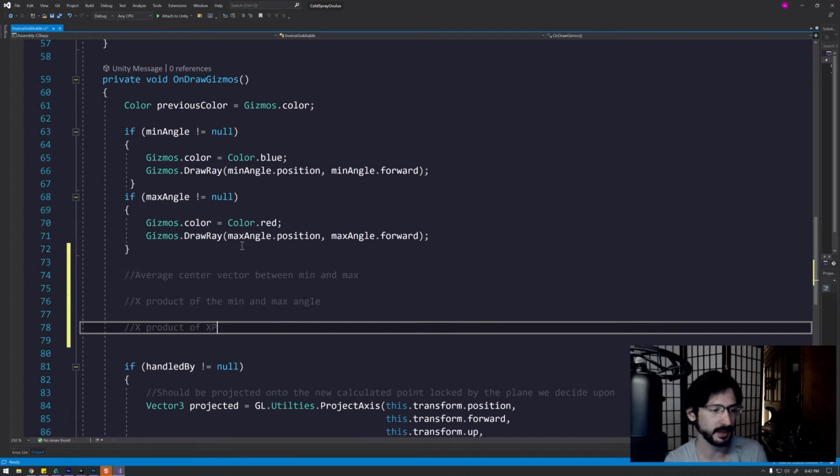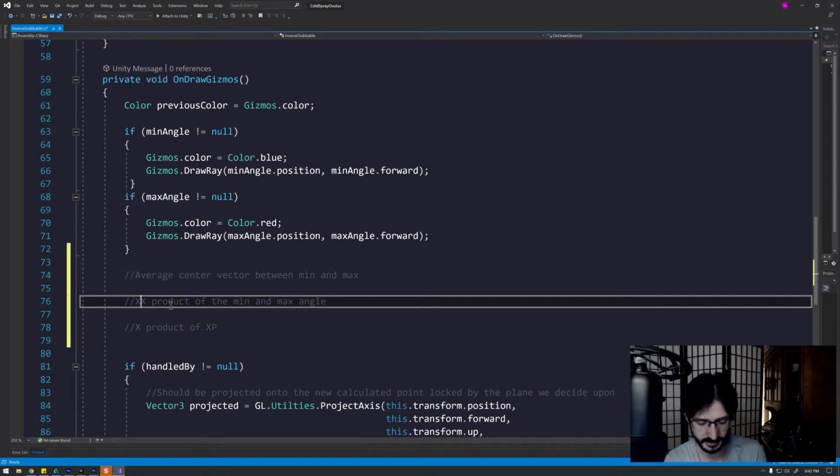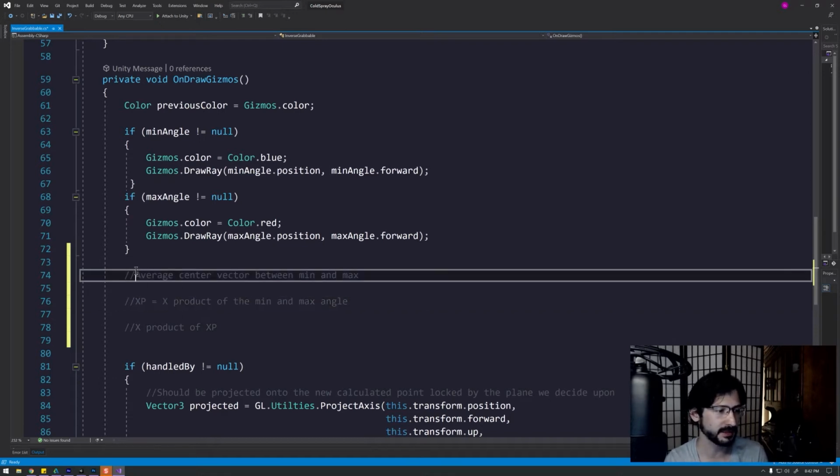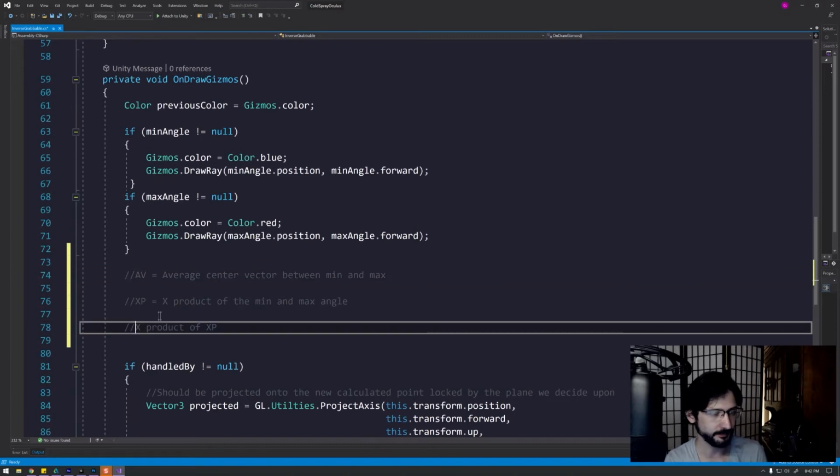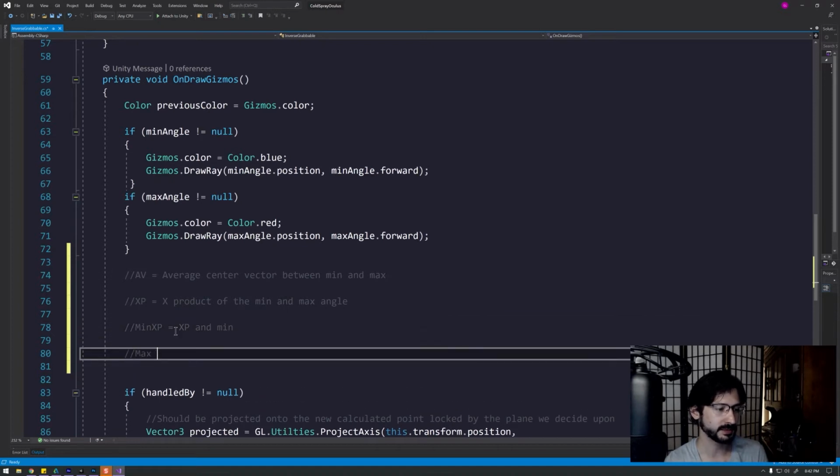Let's just call it cross product. And why don't we do this? XP is going to be equal to that. We're going to say AV is going to be equal to that. And then we're going to say that min cross product is going to be equal to XP and min. And we'll also do max XP is going to be equal to XP and max.